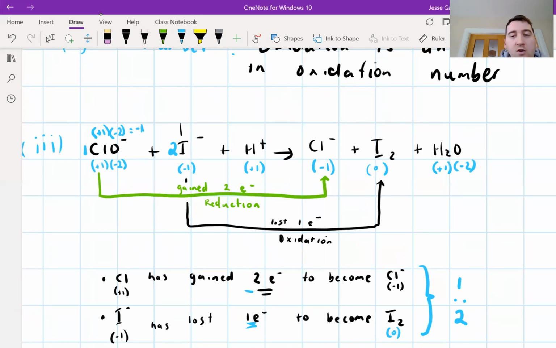There are 2 hydrogens on the right, just here, and there is only 1 on the left, just here. So to fix that, I'm going to make this a 2, and that's it balanced, guys. Everything is balanced. The electron transfer is balanced. The number of atoms of each type of atom is balanced. So that's that one done.